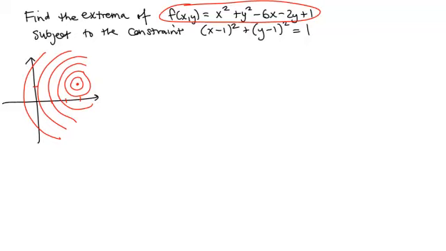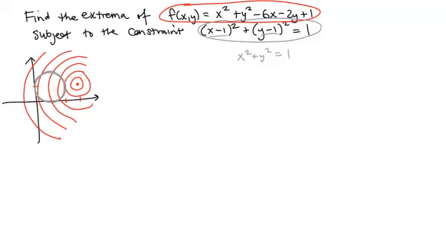On the other hand, our constraint curve is this right here. Now remember that x squared plus y squared is a circle of radius 1. By replacing x with x minus 1 and y by y minus 1, we've simply moved the graph 1 unit to the left, or sorry, 1 unit to the right and 1 unit up. So this would be a circle centered at the point 1, 1 of radius 1. And so that would be our constraint curve.